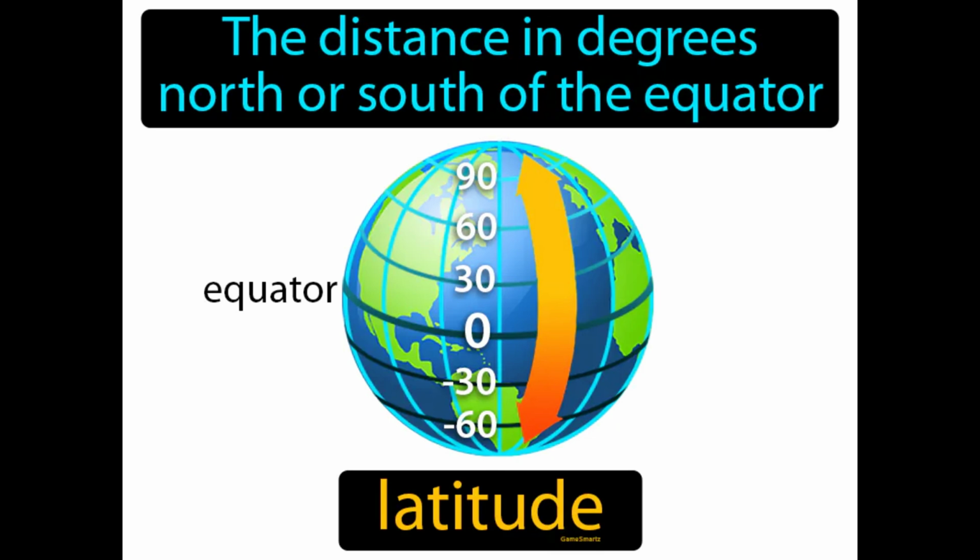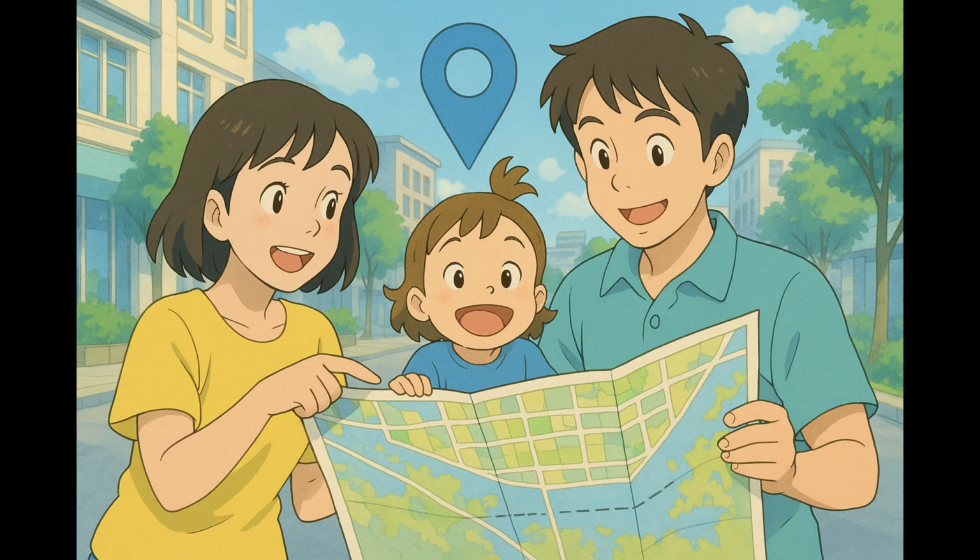The distance in degrees north or south of the equator. Latitude. Latitude is an imaginary line that measures how far a location is from the equator. Imagine you're trying to figure out how far you are from your favorite coffee shop in the city. Just like you measure the distance to understand how far you are from the shop, latitude helps us measure how far a location is from the equator on Earth.